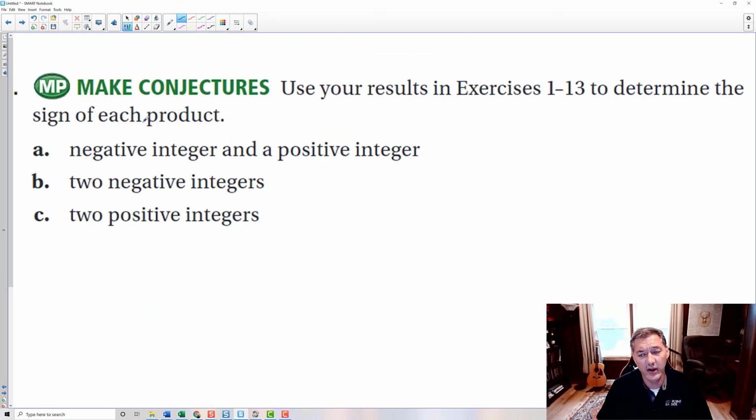And here's the final thing I want to leave you with. I want you to think about if you have a negative integer times a positive integer, what kind of answer will you have? Will it be a positive or a negative? If you have 2 negative integers and you multiply them, will it be a positive or negative answer? And finally, if you have 2 positive integers and you multiply them together, will it be positive or negative? Hopefully this made sense. Make sure you ask questions if you have any.